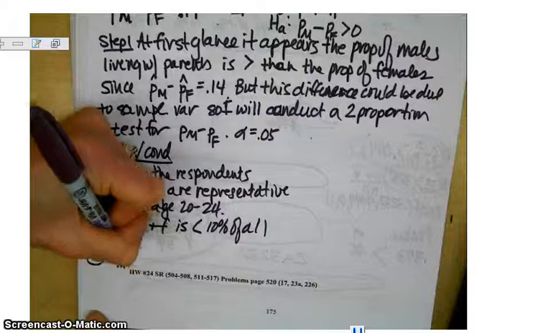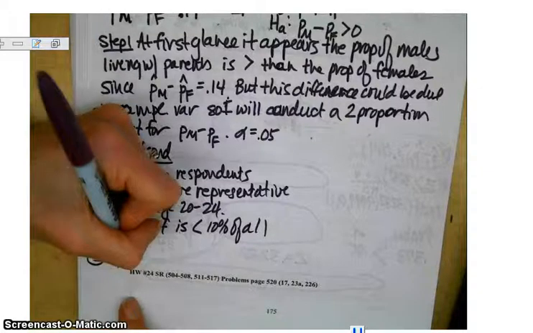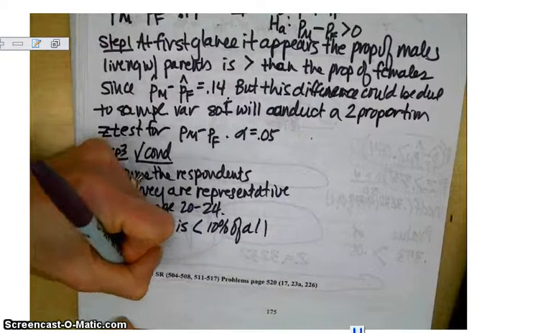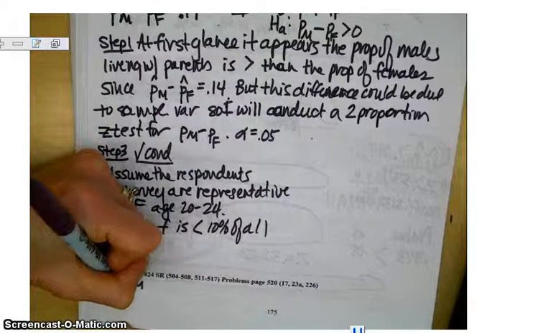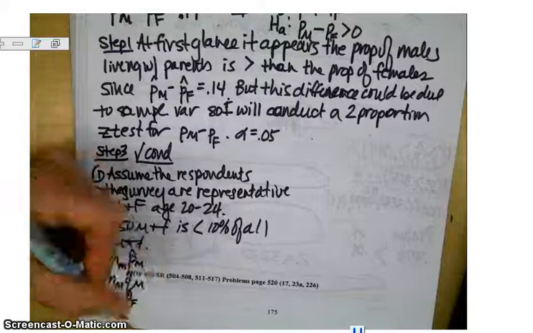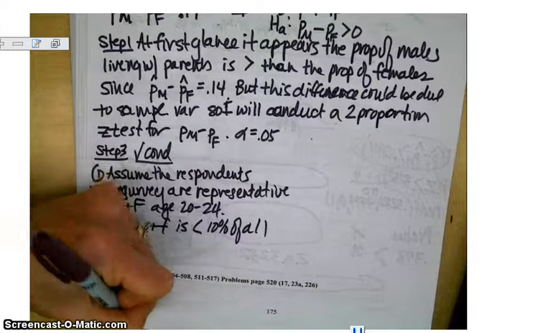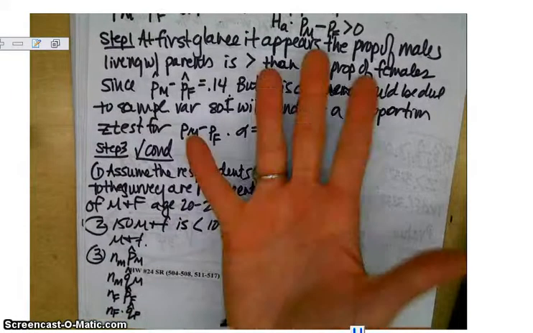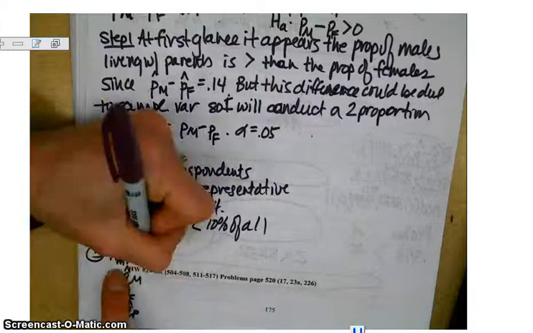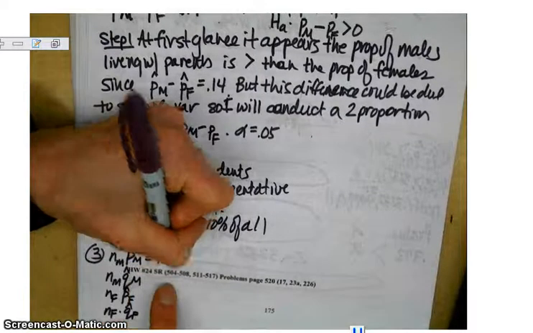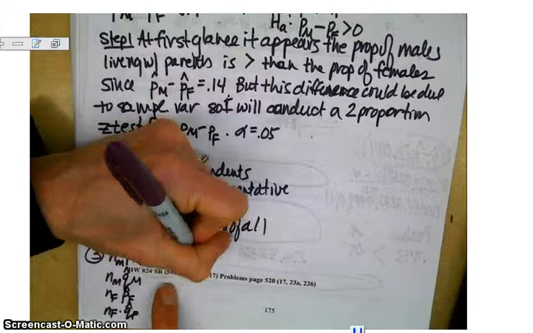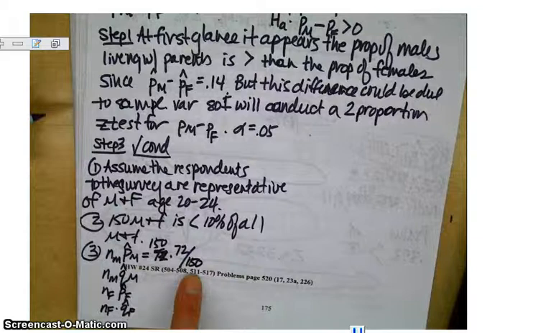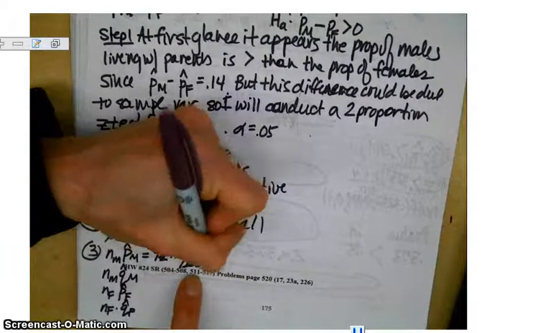And then finally we have to check N of males times P hat of males, N of males times Q hat of males, N of females times P hat of females, and N of females times Q hat of females. We have the numbers and the proportions at the top. There were 150 males and 72 out of 150 lived at home, the 150s cancel and you just get 72.